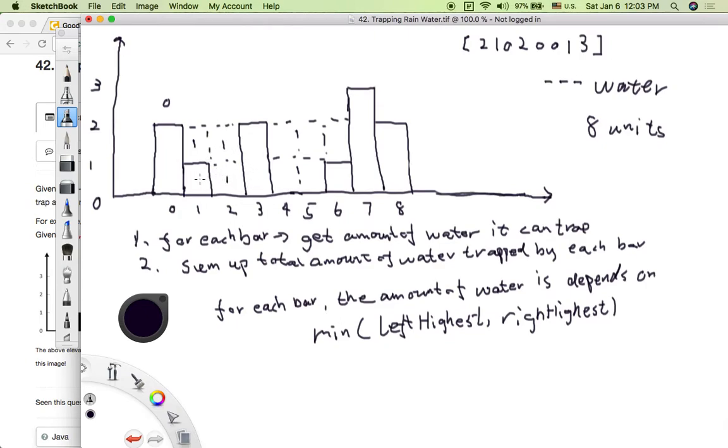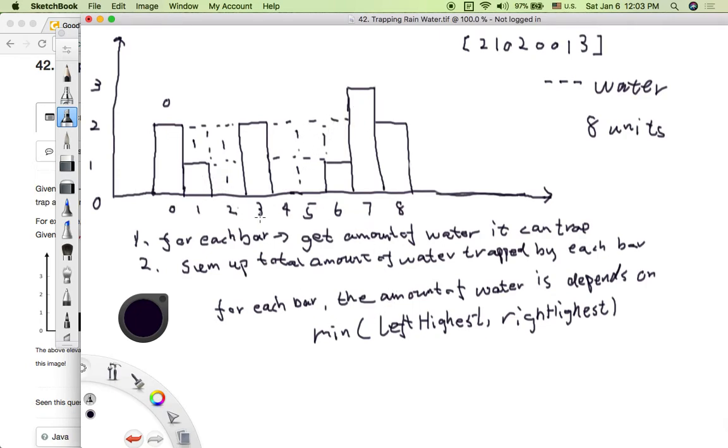So why is that? Here, if we look at index 2, this bar with height 0, the total amount of water it can hold is actually based on the left highest bar and the right highest bar. If we look at the whole picture, the left highest bar up to here is this bar, that's height 2. And the right highest bar is this index 7 bar, that's height 3.